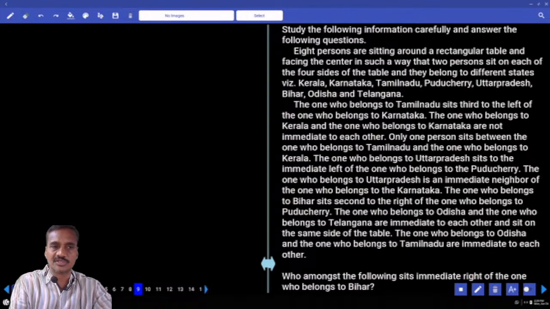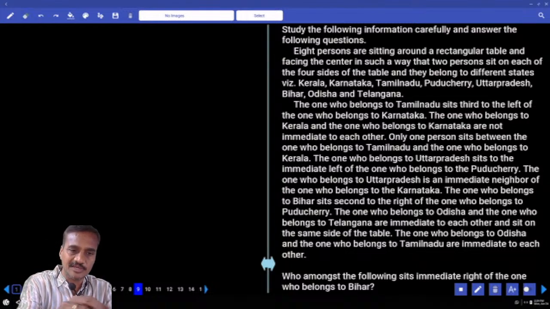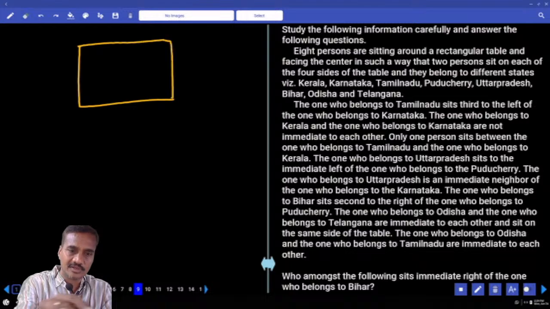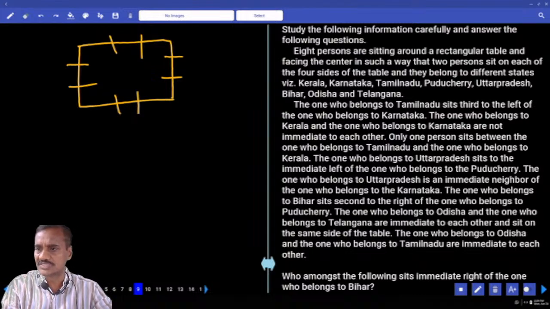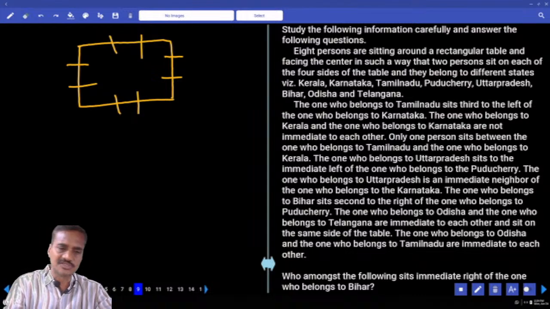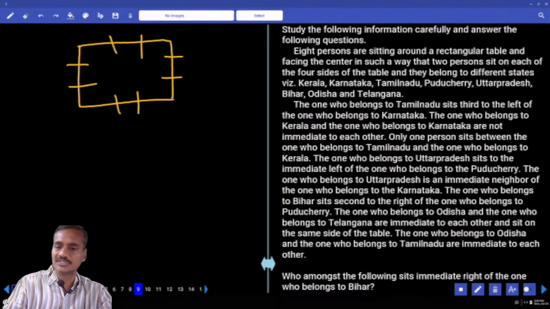And how many persons are there? 8 persons. Now these 8 persons are seated around this rectangular table, where 2 persons are seated along each of the 4 sides. All the persons are facing towards the center.